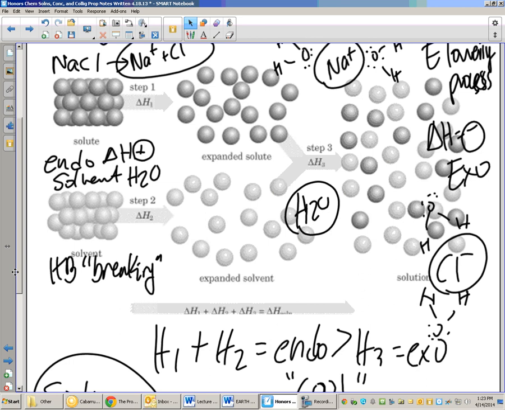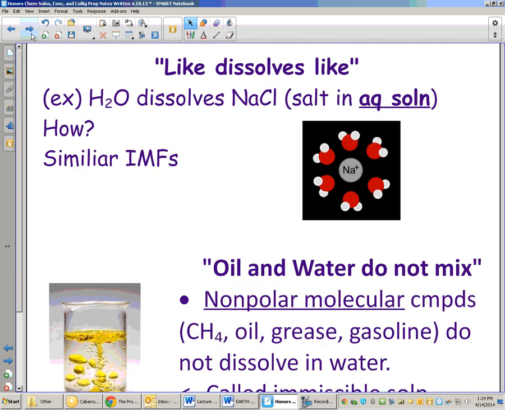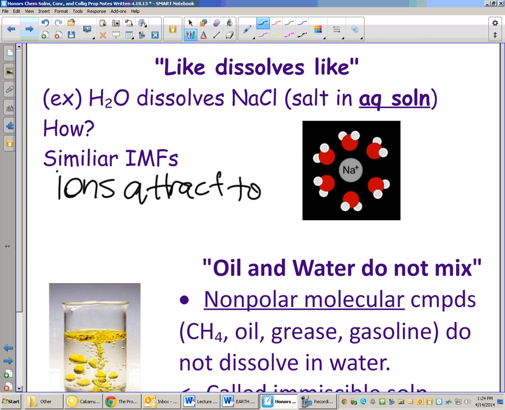All right, next step. Let's do the solubility curves that you guys have on your desk. Oh, I just talked about this. What dissolves like? Know that rule. Salt dissolves in water because salt, sodium chloride, will have same attractions or similar IMFs. So ions attract to hydrogen bonds, or the waters through hydrogen bonding.